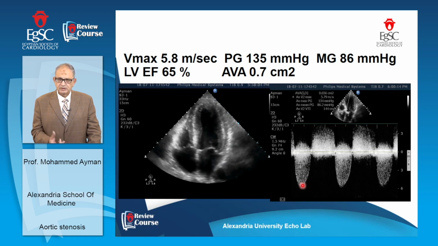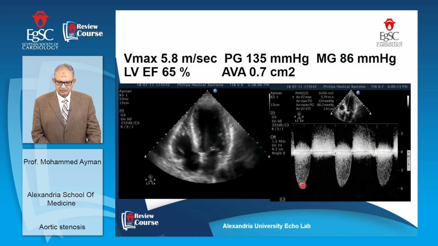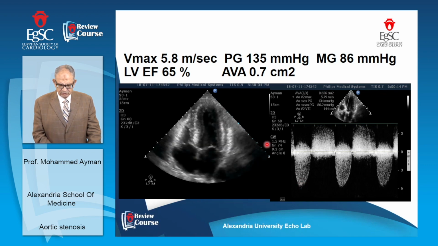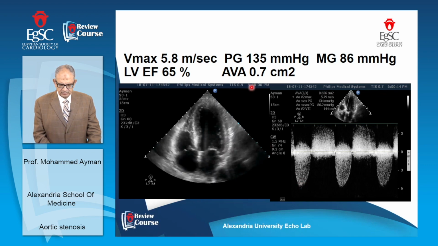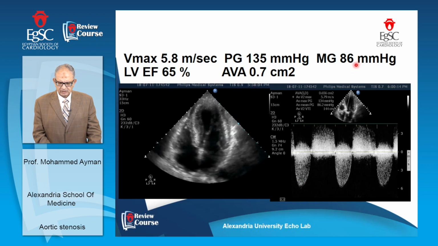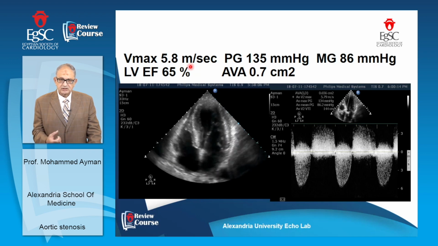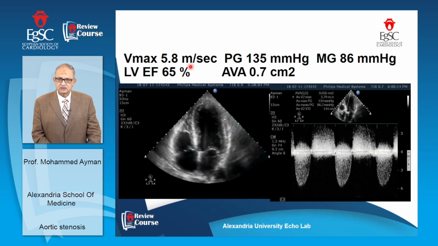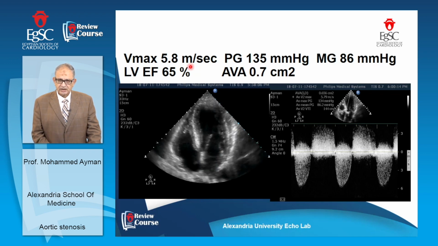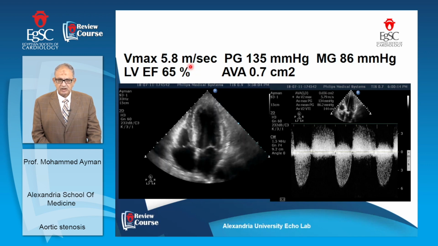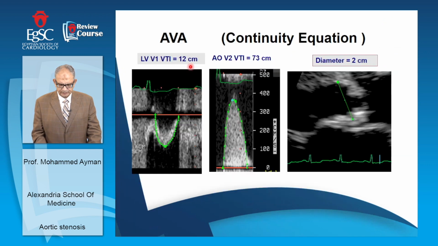So in this example, the patient has a severe aortic valve stenosis because the area is less than 1, and the mean gradient is 86, meaning it's more than 40 millimeters of mercury, and the peak velocity is 5.8, more than 4. So this is a severe aortic valve stenosis with preserved ejection fraction, and there is gross left ventricular hypertrophy.